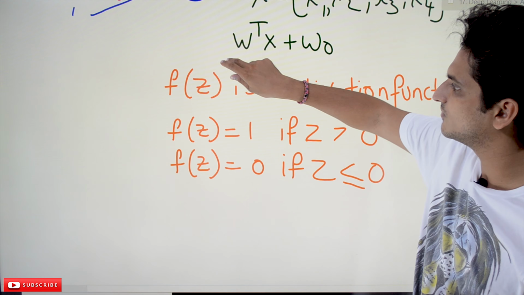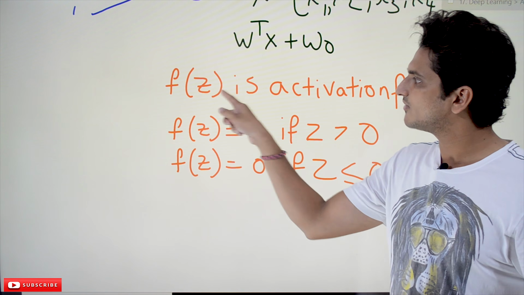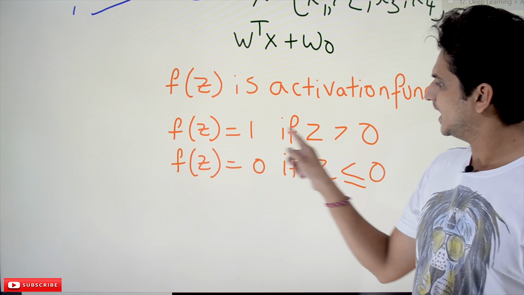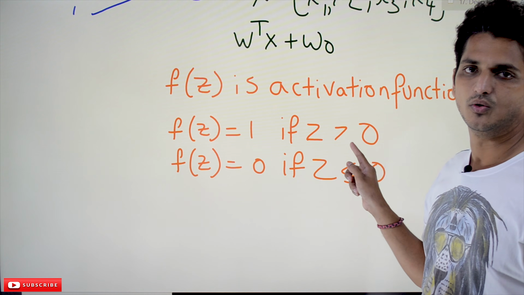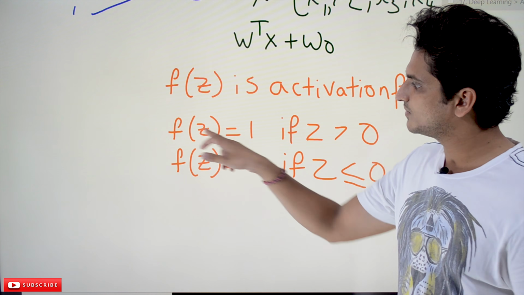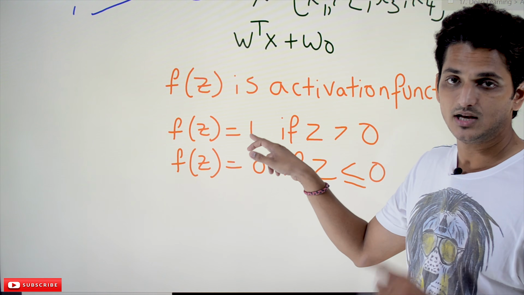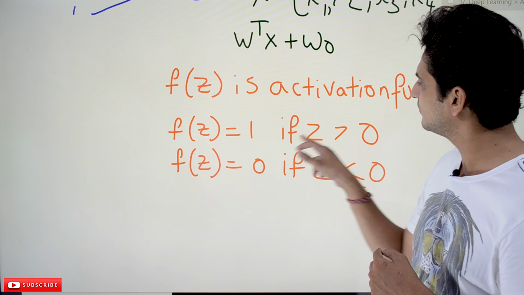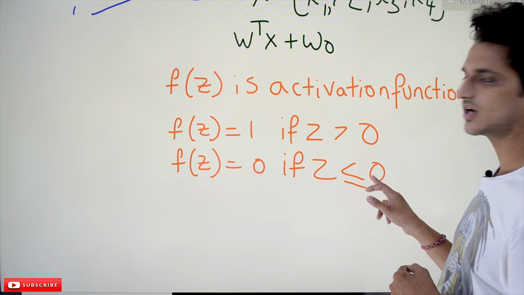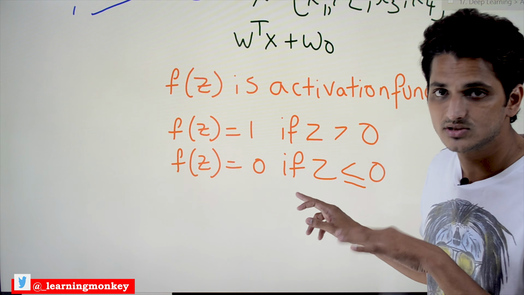The activation function which we consider here is f of z. F of z is equal to 1 if z is greater than 0. This is the activation function which we considered here. For understanding purposes, f of z will output the value 1 if z is greater than 0. F of z is equal to 0 if z is less than or equal to 0. This is the activation function.